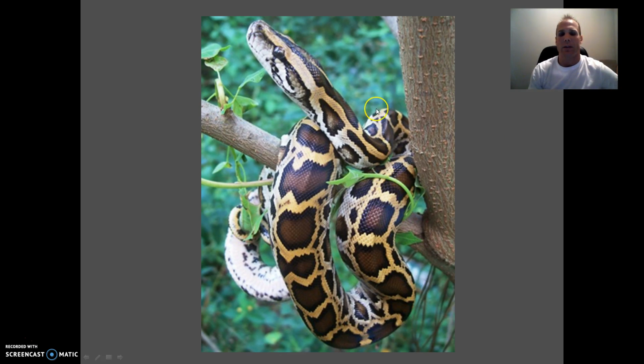So let's look at a totally different trait. Remember we said that a gene is a section of DNA that codes for a certain trait. In this case, the trait is going to be skin color of this snake. This is a Burmese python. This is what they look like in the wild.